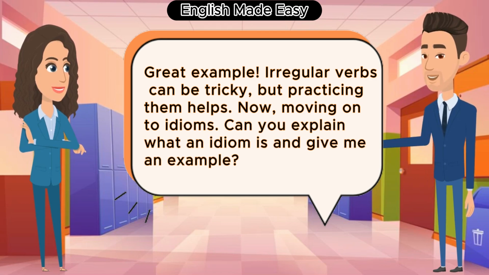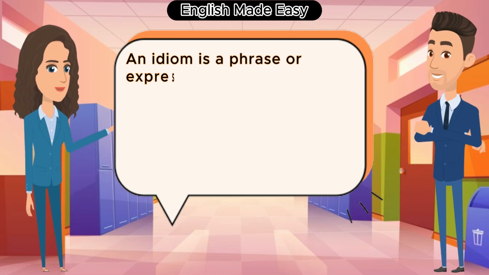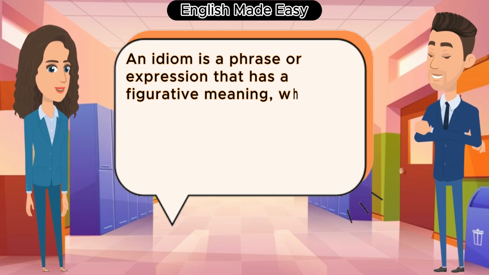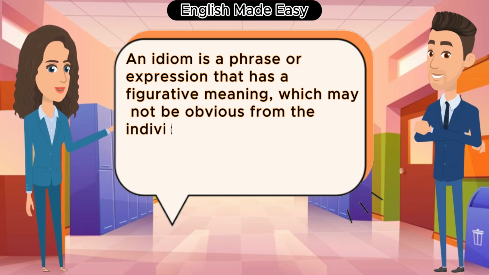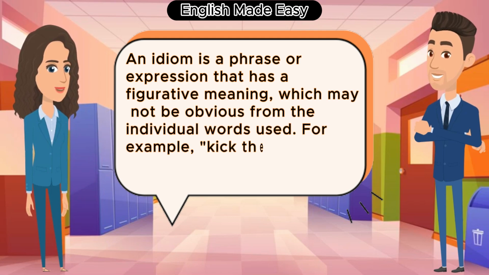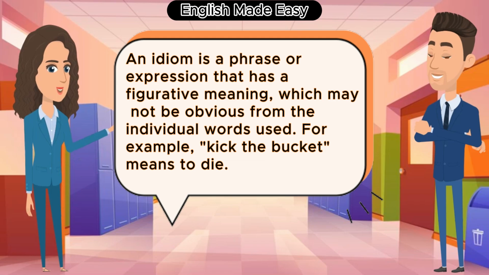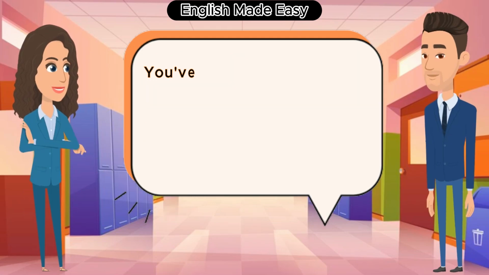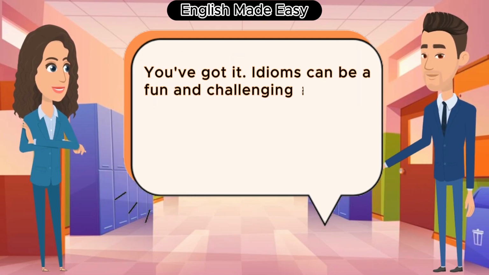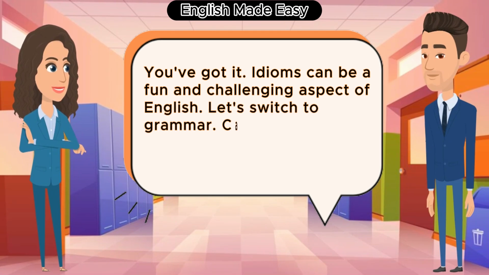Can you explain what an idiom is and give me an example? An idiom is a phrase or expression that has a figurative meaning, which may not be obvious from the individual words used. For example, kick the bucket means to die. You've got it! Idioms can be a fun and challenging aspect of English.